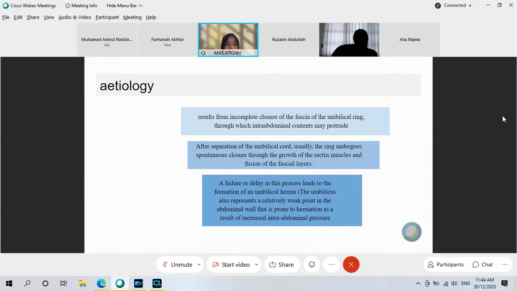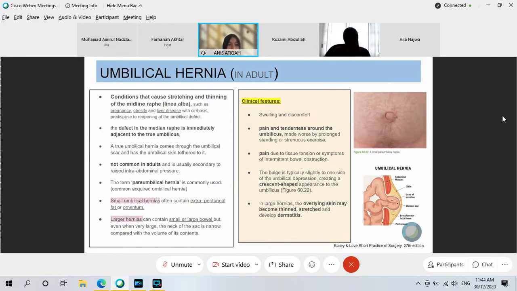Okay, for adults, it is usually acquired, not congenital. Conditions that cause stretching and thinning of the midline, which is the linea alba, for example pregnancy, obesity, and liver disease with cirrhosis. This one was already mentioned for the true umbilical in the diagram previously. But for umbilical hernia in adults, commonly the term used is para-umbilical hernia. It's the common acquired umbilical hernia in adults.